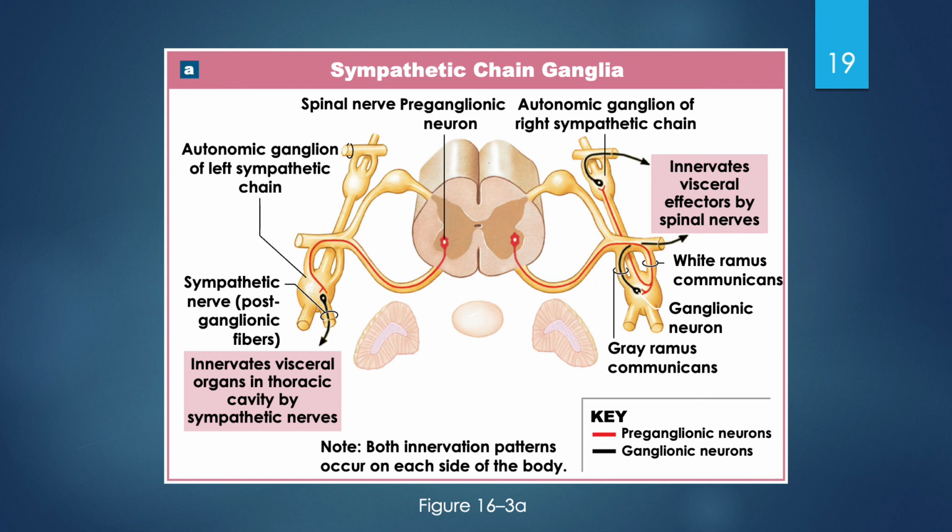If you look on the right, instead of going directly to the thoracic cavity, for example, and visceral organs by the sympathetic nerves, we're using the pathway of the spinal nerves. The preganglionic neuron in red is going to synapse upon the ganglionic neuron in black on the right, and that will allow for the viscera to be innervated by spinal nerves, because you can see how that ganglionic neuron loops up and around and goes to different sites.